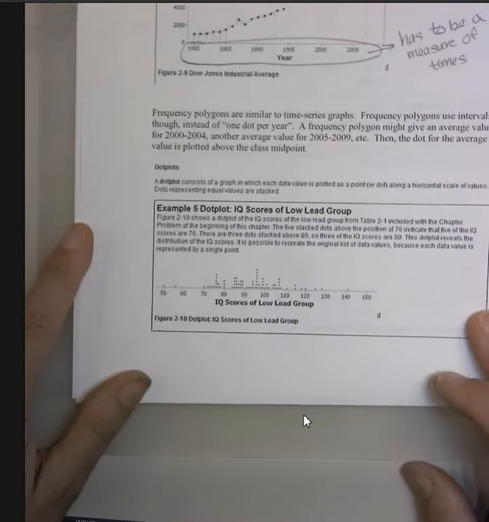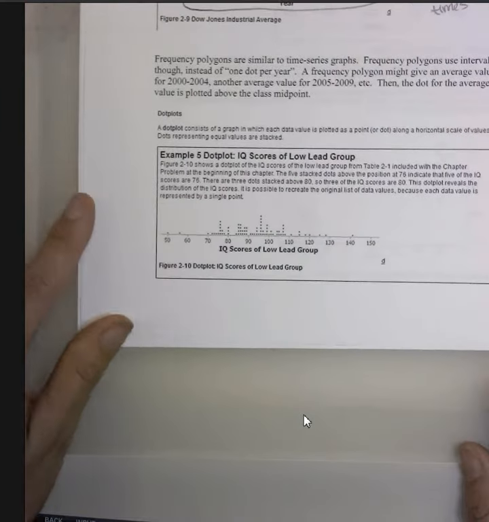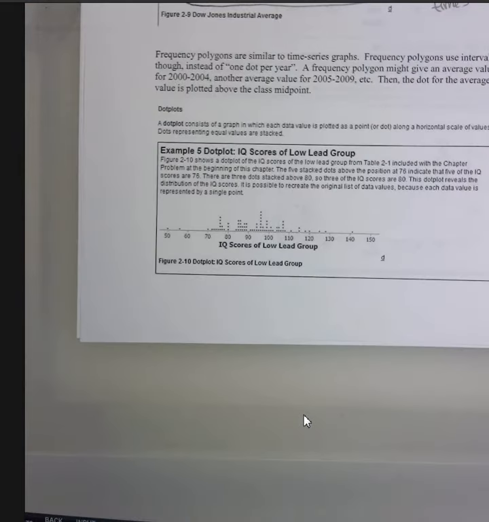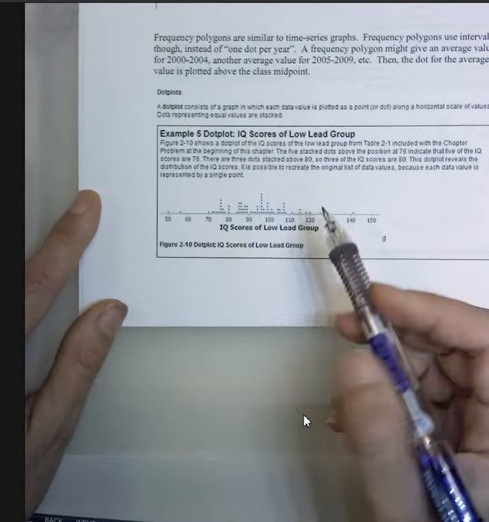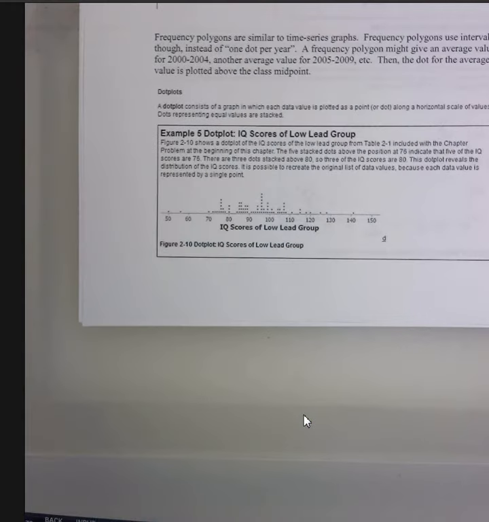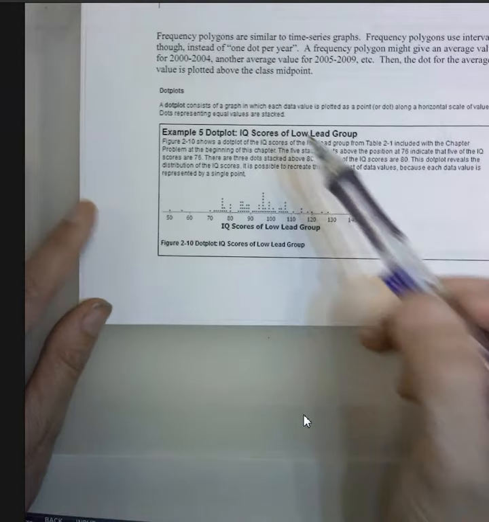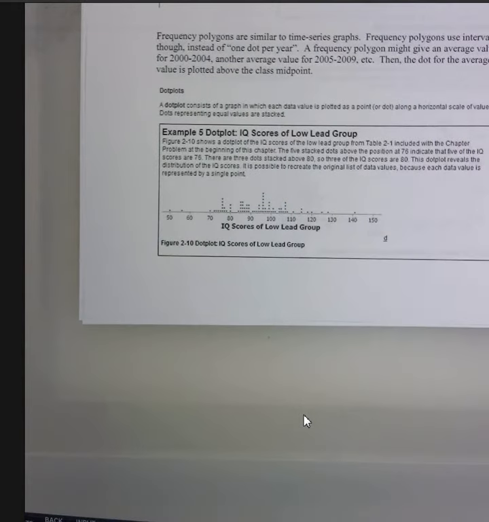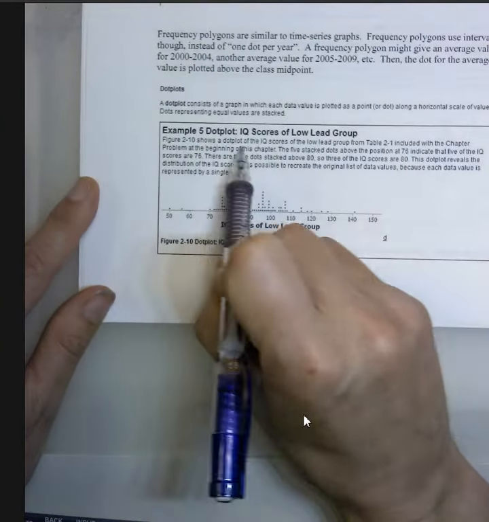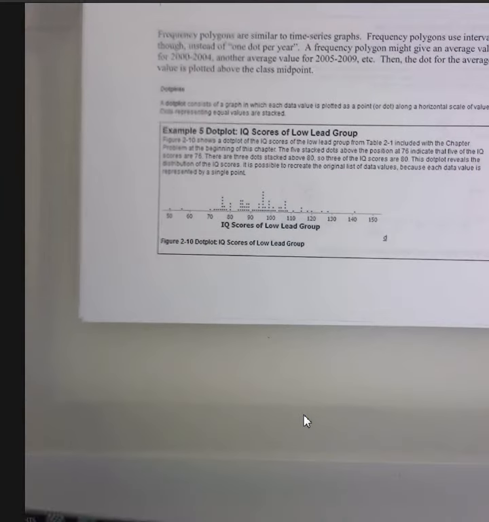Dot plots. A dot plot consists of a graph in which each data value is plotted as a point or dot along a horizontal scale of values. Dots representing equal values are stacked. So example 5 says IQ scores of low lead group. I think they're talking about lead in water, so kind of relevant to the whole Michigan thing right now. There was a group that they studied that had low levels in their water, and the graph we're probably not seeing is one that had high lead.